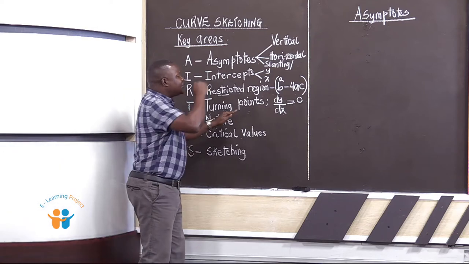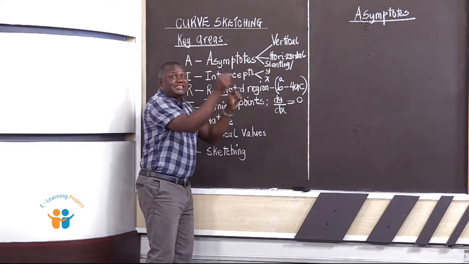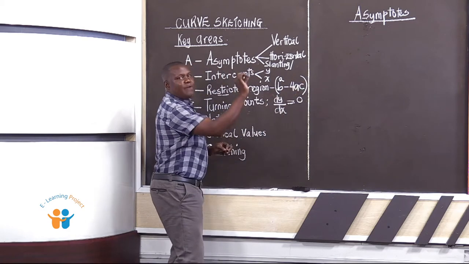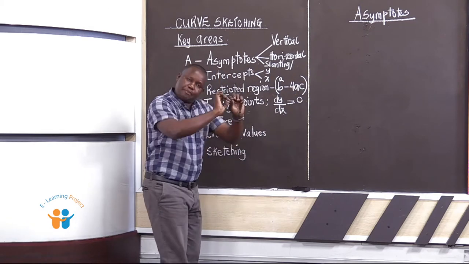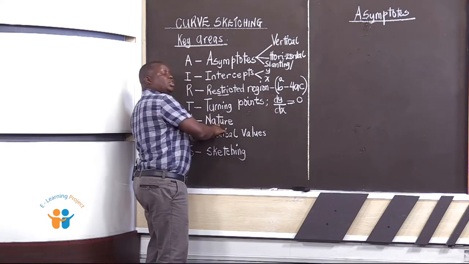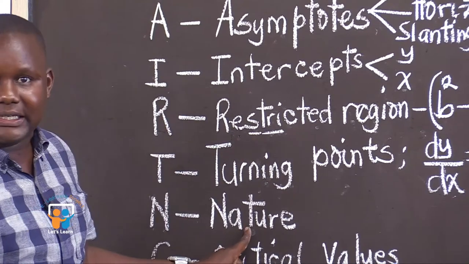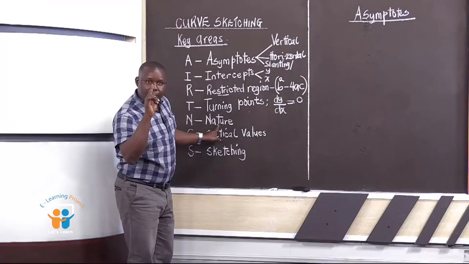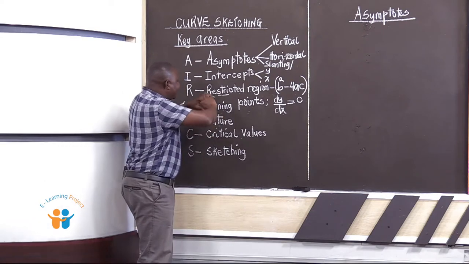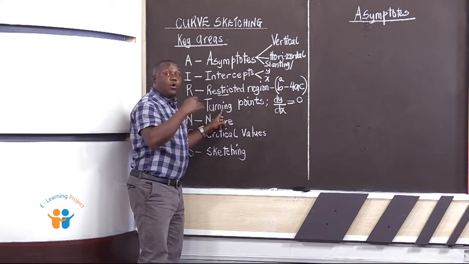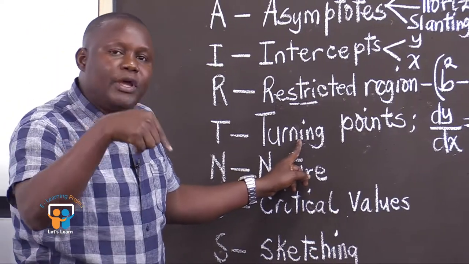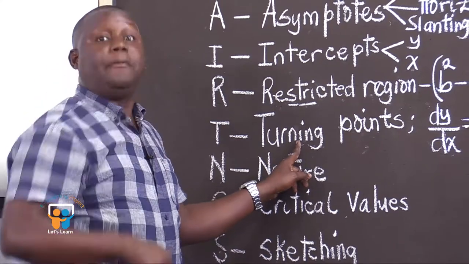You see, every time you determine the turning points, you're going to get it as a point. That is either 2, 3, or a half, negative 4. You know, it's a point, it's a coordinate. Now, we may need to determine the nature of the turning point. Are we together? The turning point. These two move together. If a curve has got turning points or a turning point, then the turning point must be known in terms of the nature.